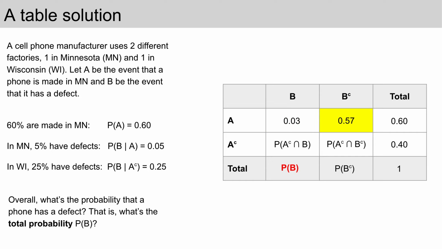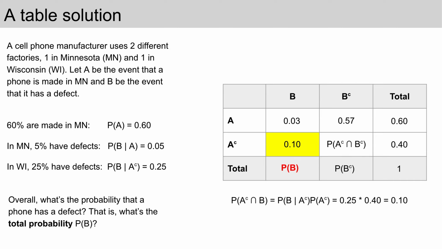We now have all the information we need to fill in the first row. Since, in total, 60% of phones are made in Minnesota, and 3% are made in Minnesota and have defects, the remaining 57% in this row must be made in Minnesota and don't have defects. We can similarly work out the second row. Consider the probability of A complement and B, that is, that a phone is made in Wisconsin, not Minnesota, and it has a defect. We can write this as the product of the conditional probability of B given A complement and the probability of A complement.